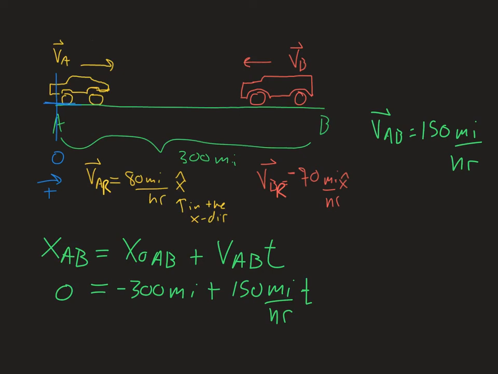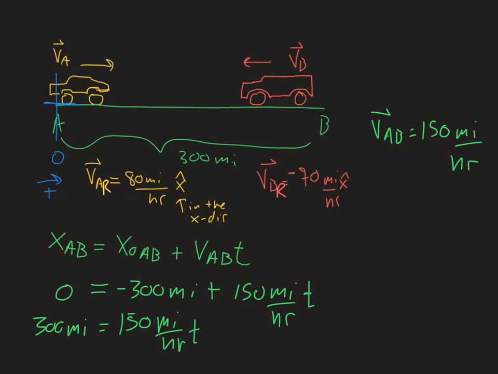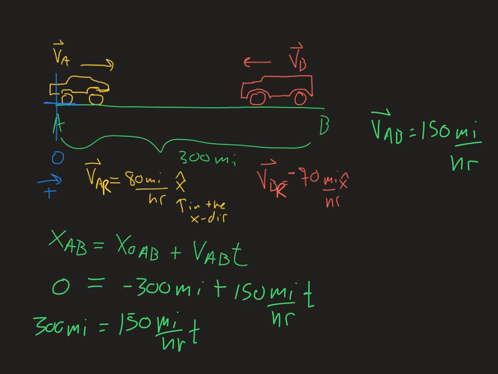Let's start with the simple algebraic equation. Let's get the 300 to the other side. So to get to the other side, I add 300 to both sides. I'm going to get 300 miles is going to be equal to 150 miles per hour times time.